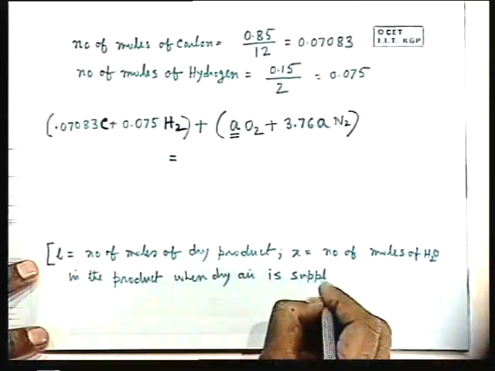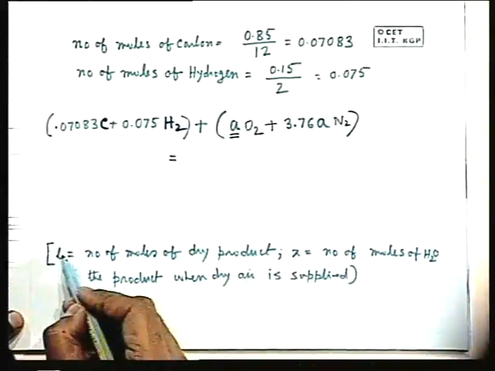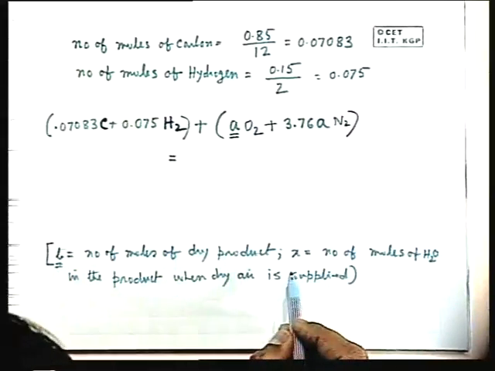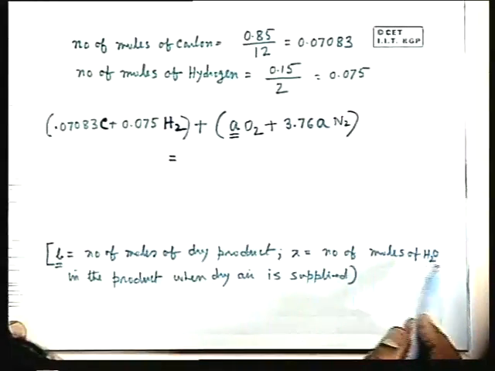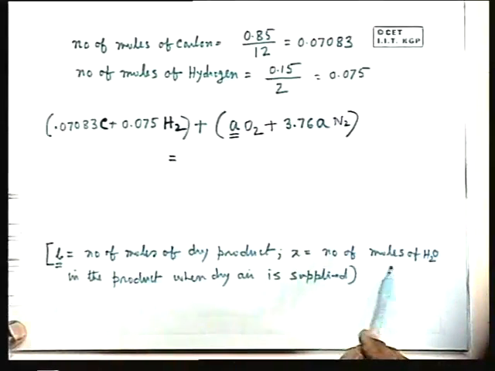So these two things we will have to assume, because these are not known a priori. Therefore we use B as the number of moles of dry product, and X as the number of moles of H2O in the product when dry air is supplied. This H2O is formed because of the reaction of hydrogen with what? Oxygen, the hydrogen of this fuel with the oxygen of the air.